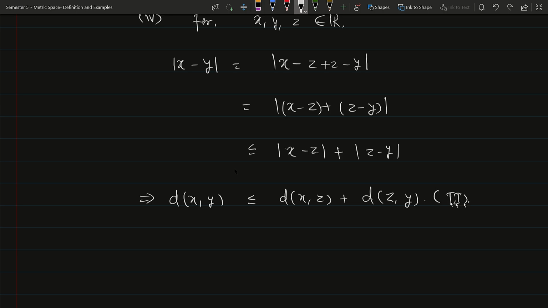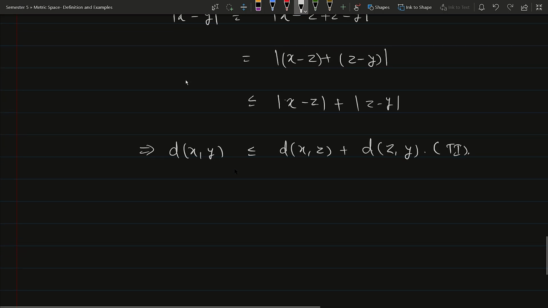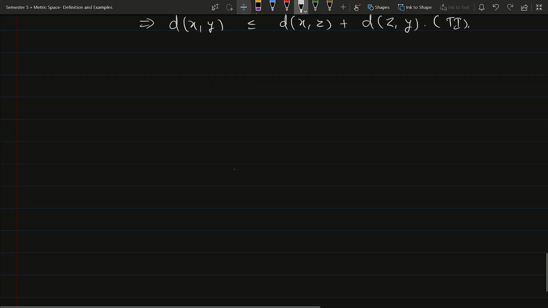Okay, so this d function follows these four properties, and hence this d function is a metric on R. And if this is a metric on R, then the set of real numbers is a metric space along with this metric d, defined as d of x comma y equals the distance in the set of real numbers, or you can say on the real line, defined as modulus of x minus y. So this is about example number 1.